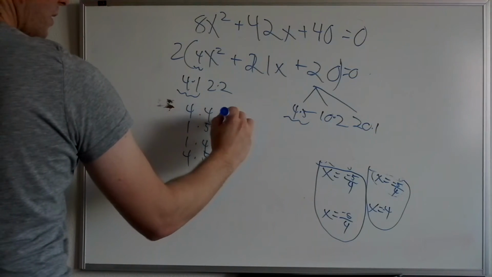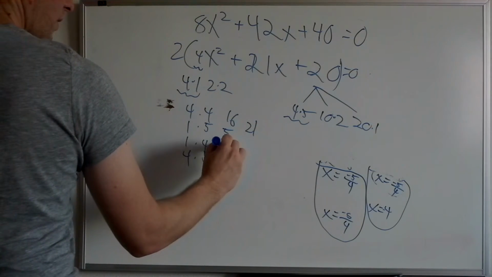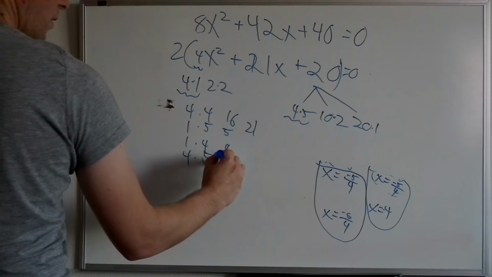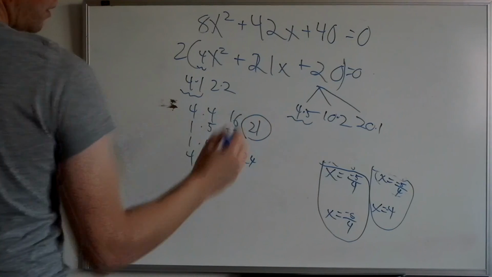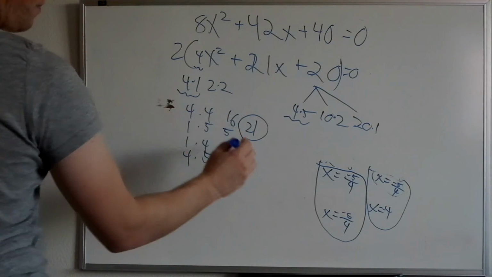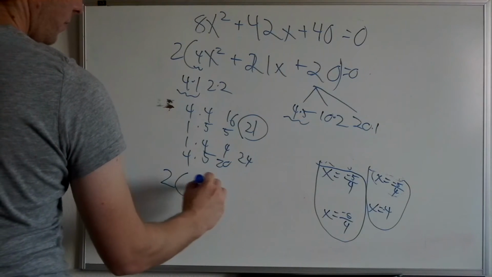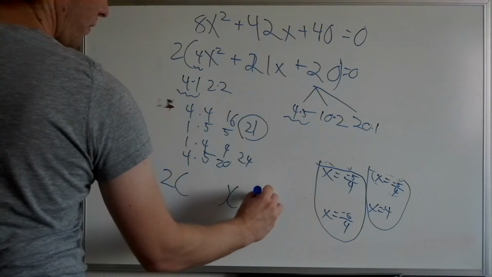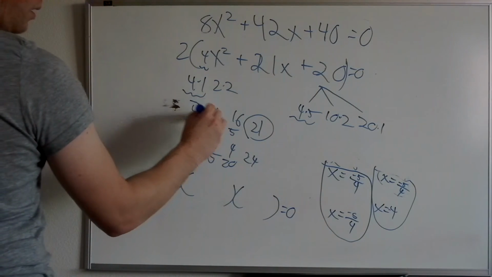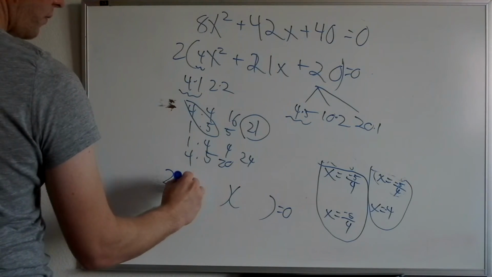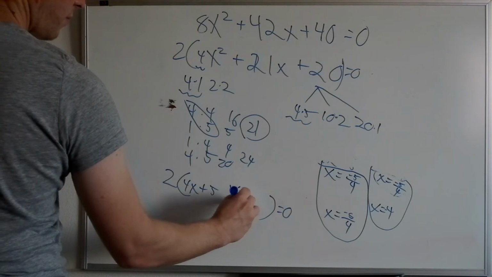4 times 4 is 16, plus 5 is 21. 1 times 4 is 4, and this is 20, 24. So we already found one that works, it's this one. So we have 2, because we factored that out earlier. And again, the sideways: 4x plus 5, x plus 4.